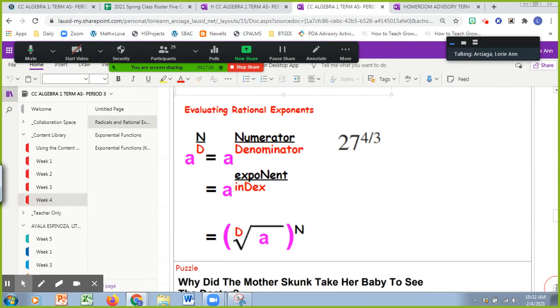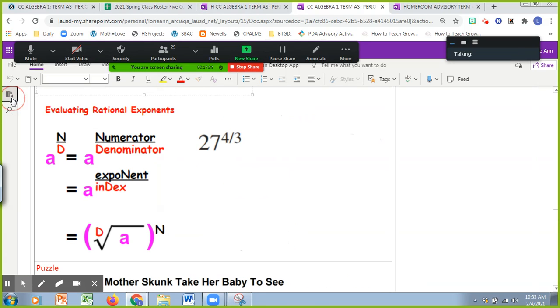Okay, now let's move on to the bottom. Here we go. 27 raised to 4/3. Okay, be ready with your calculators again. Alright, so let's rewrite this in calculator ready form.